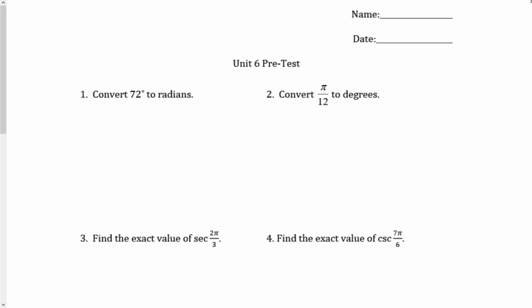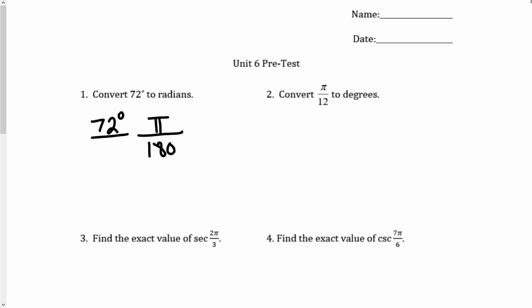Here is the pre-test for Chapter 6. Alright, so you want to be able to convert from degrees to radians. Whenever you're going from degrees to radians, basically you have to divide by 180, and then you multiply by pi.